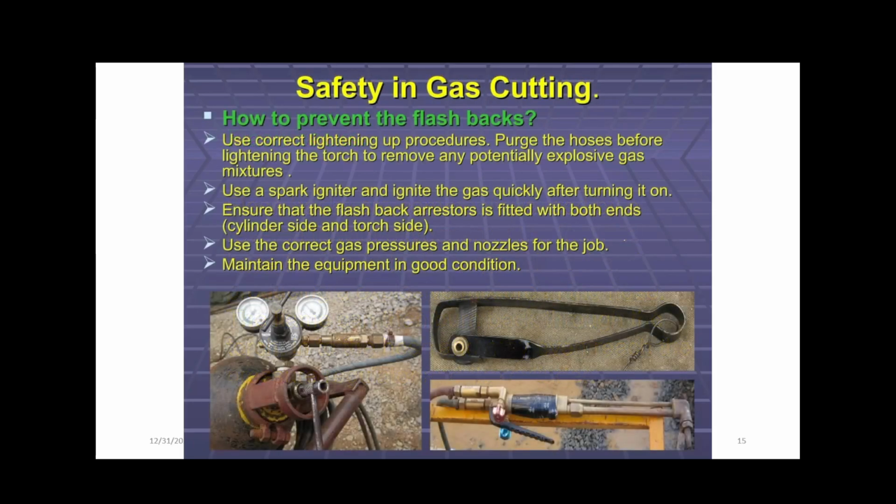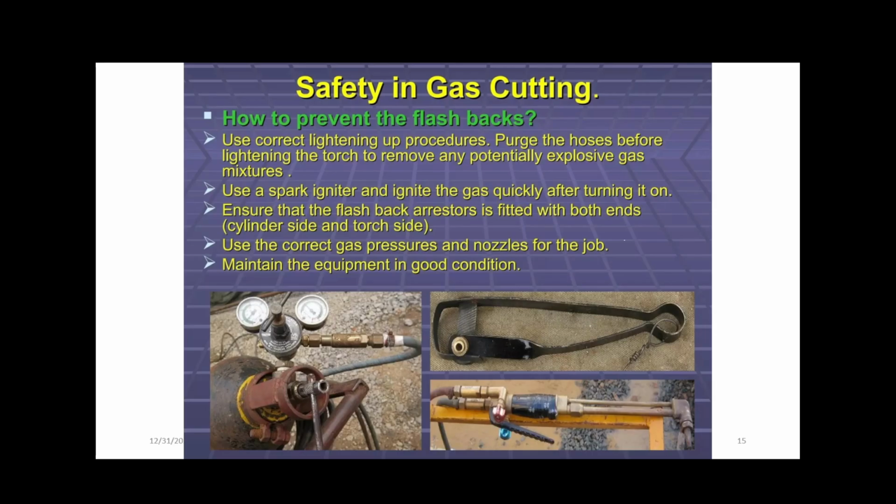How to prevent flashbacks? Use correct lighting up procedures. Purge the hose before lighting the torch to remove any potentially explosive gas mixture. Use a spark igniter and ignite the gas quickly after turning it on.